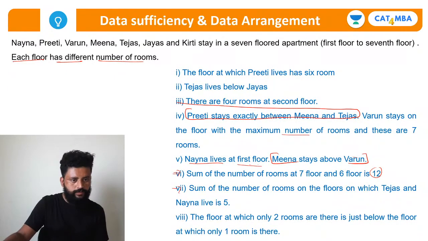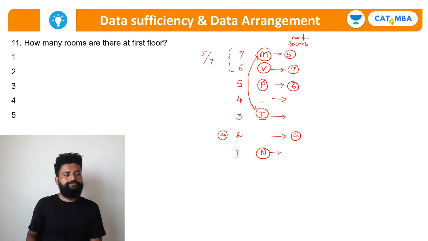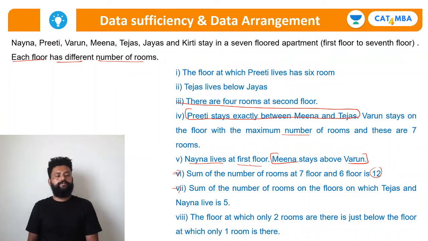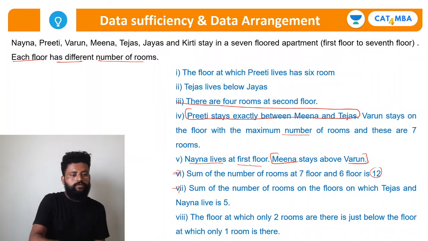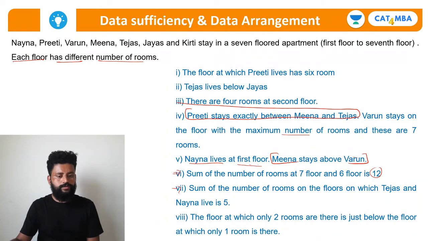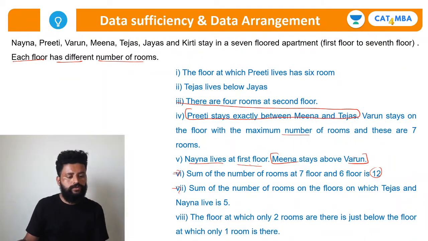The floor at which Preeti lives has 6 rooms. So this fifth floor must have 6 rooms. Then we have the sum of the number of rooms, we'll use it later. The floor at which only 2 rooms are there is just below the floor at which only 1 room is there. So the floor with 2 rooms has the 1-room floor just below it.